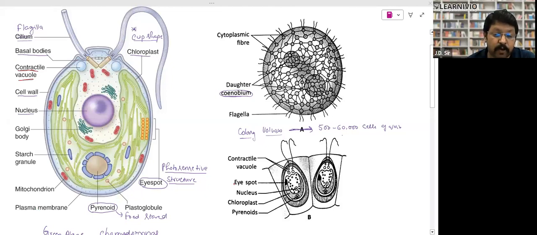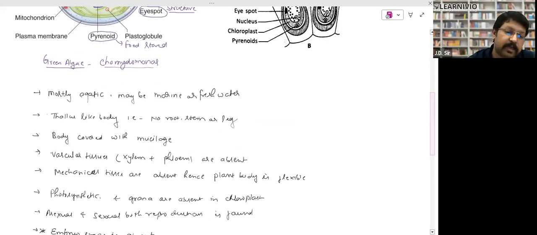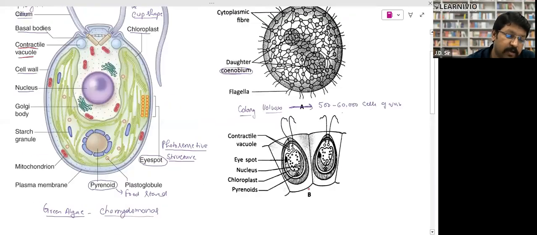There is a pyrenoid. You can see the diagram of the pyrenoid given over here. The pyrenoid is a body where they store the food. You can see the pyrenoid is found inside the cup-shaped chloroplast, and food is stored over here. They have an eye spot or stigma. This is also a very important thing. It is called eye spot because it is a photosensitive structure.